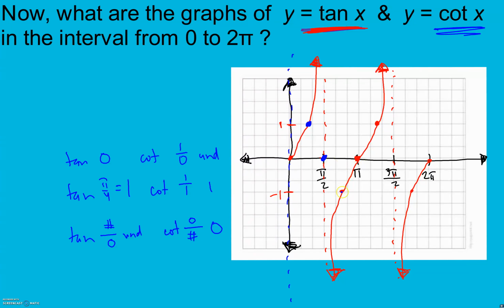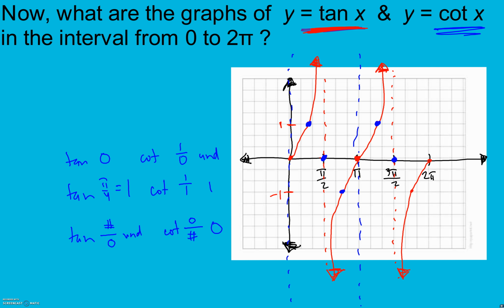At negative 1, the reciprocal is 1. At 0, the reciprocal is undefined. We cannot divide by 0. At 1, the reciprocal is 1. At undefined, the reciprocal is 0.